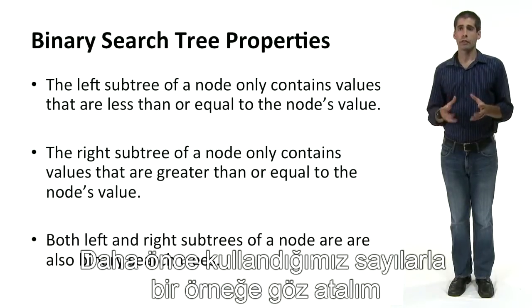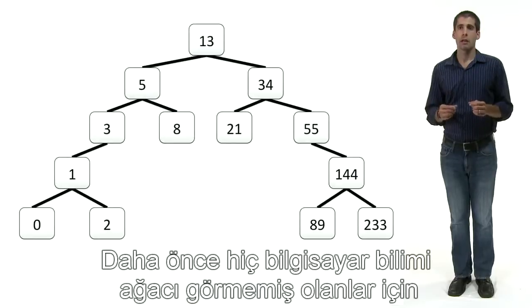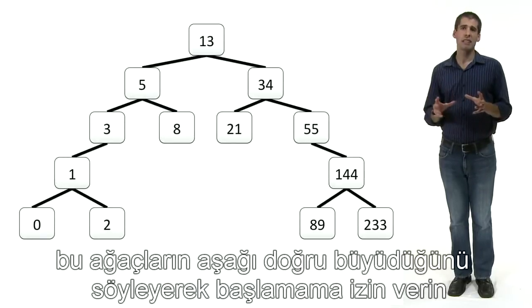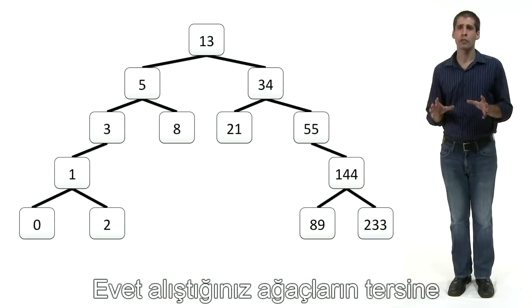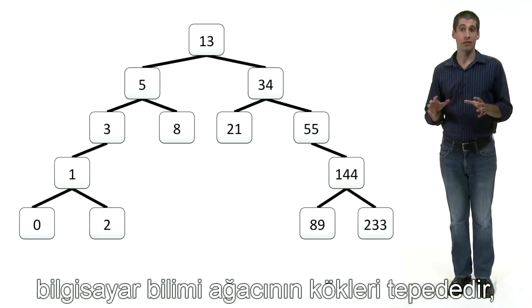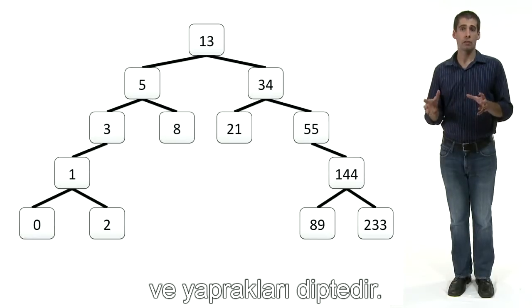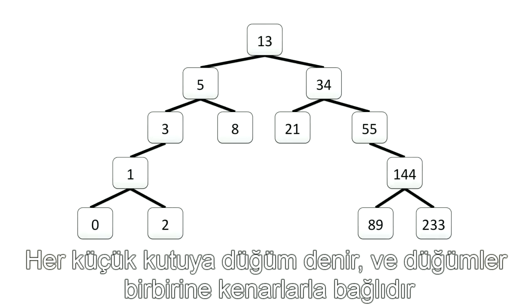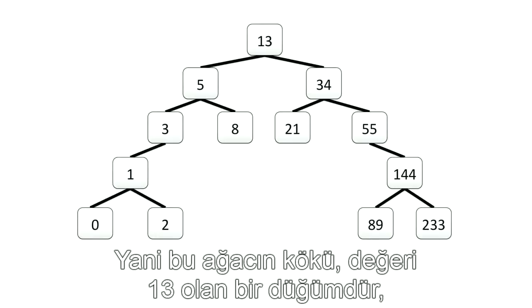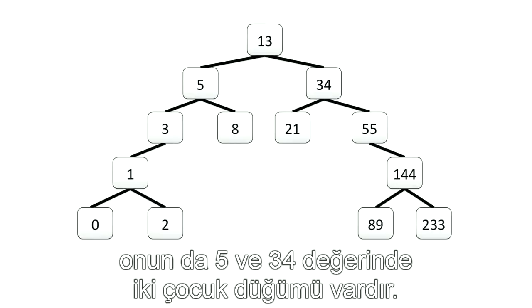Let's look at an example with the same numbers we used earlier. For those of you who've never seen a computer science tree before, let me begin by telling you that a computer science tree grows downwards. Yes, unlike trees you're accustomed to, the root of a computer science tree is at the top, and the leaves are at the bottom. Each little box is called a node, and the nodes are connected to each other via edges. So the root of this tree is a node with value 13, which has two children nodes with values 5 and 34.